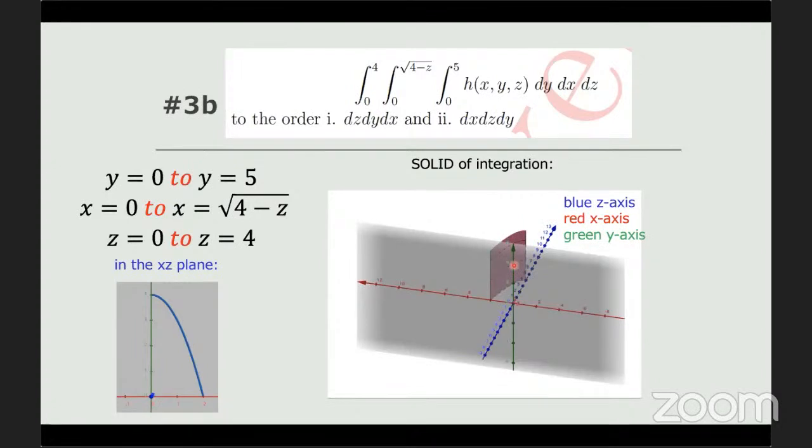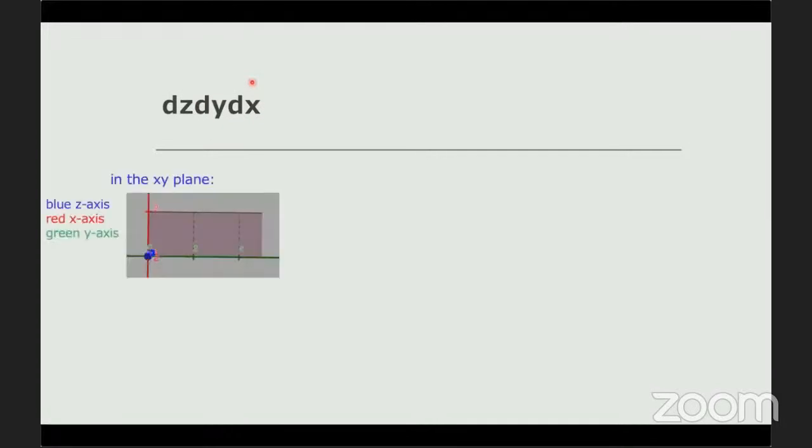So if we need to change it to the order dz dy dx, unahin natin tignan yung region sa xy plane. So ito siya. It's very easy kapag nasa GeoGebra kasi madali mo siyang i-manipulate yung graph. So from here, you get the bounds for y: y is equal to 0 to y is equal to 5, and then bounds for x equal to 0 to 2.